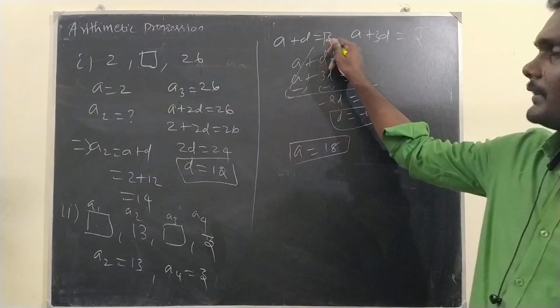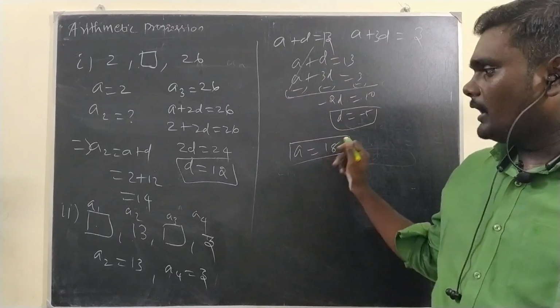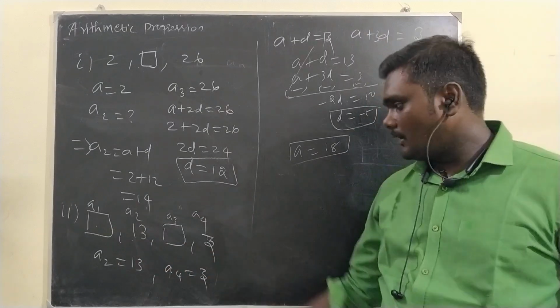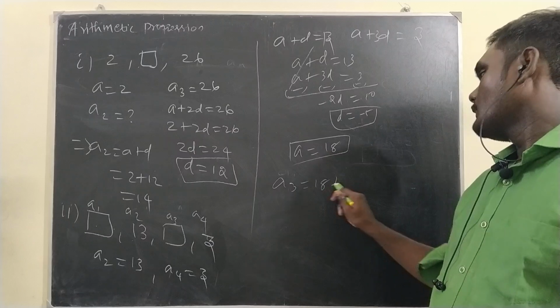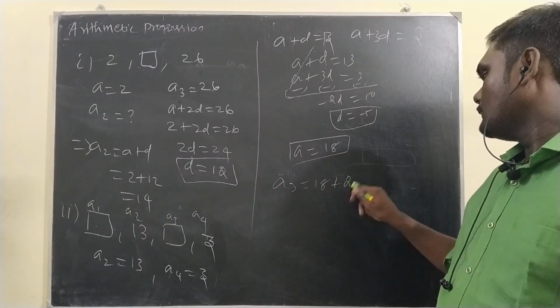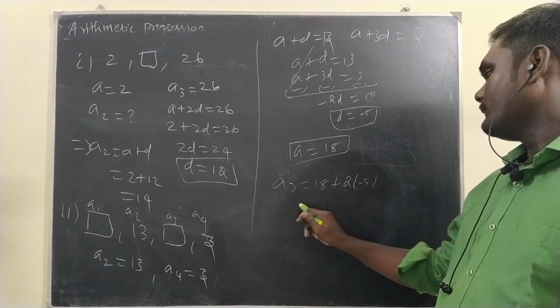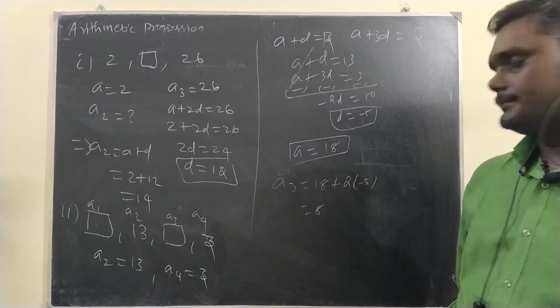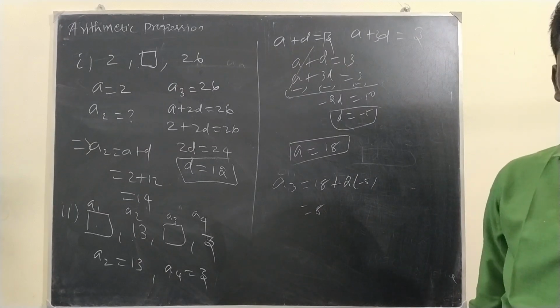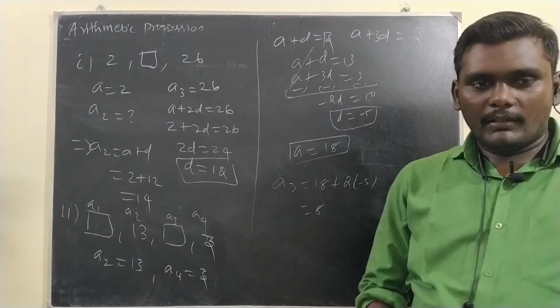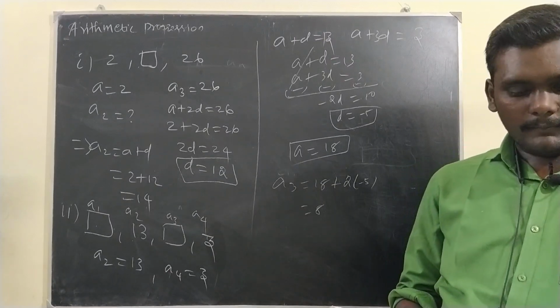Substitute in the first equation. Now A is equal to 8, in the first box that is coming. A3, how do you find it? A plus 2D, that is 8 plus 2 times minus 5. Okay, got it? Now the third subdivision, you are going to answer.